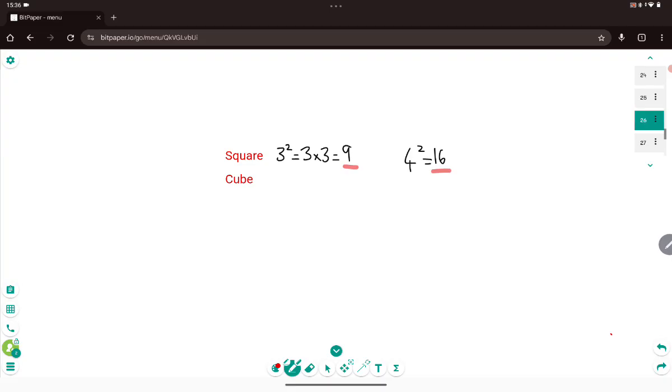What about a cube number? A cube number is the answer when a number's been multiplied by itself 3 times. So 2 cubed means 2 times 2 times 2. 2 times 2 is 4, times 2 is 8. 8 is the cube number. What about 5 cubed? Means 5 times 5 times 5. 5 times 5 is 25. 25 times 5 is 125. 125 is the cube number.